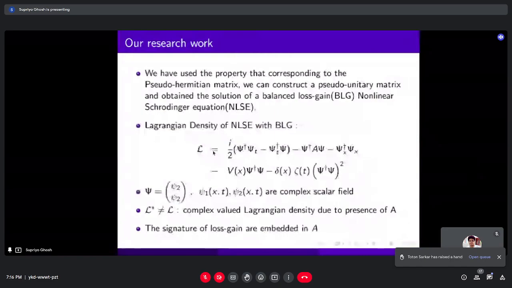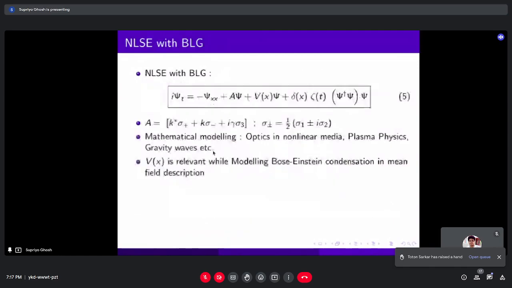And we study the non-Hermiticity in a field equation. You can see that all the terms are Hermitian except the ψ†Aψ term in our Lagrangian density. So the Lagrangian density is complex due to the presence of A, and the balanced loss and gain are embedded in the matrix A. If we solve the Lagrangian, we get the equation shown in equation 5, which basically represents the nonlinear Schrodinger equation with balanced loss and gain.